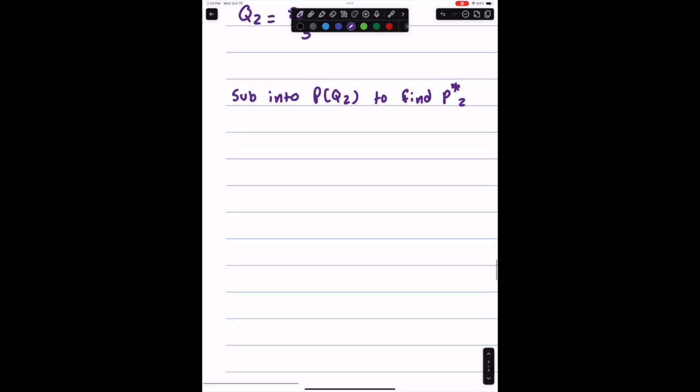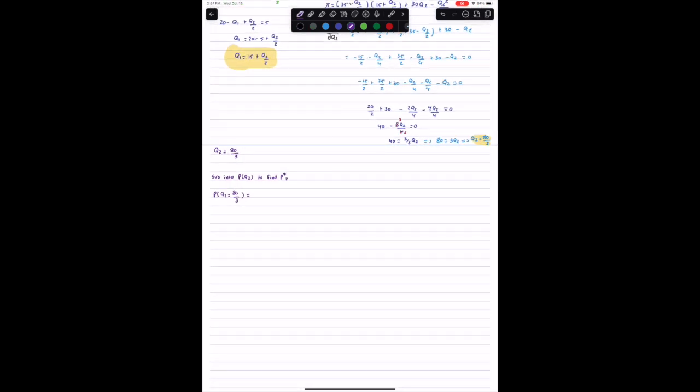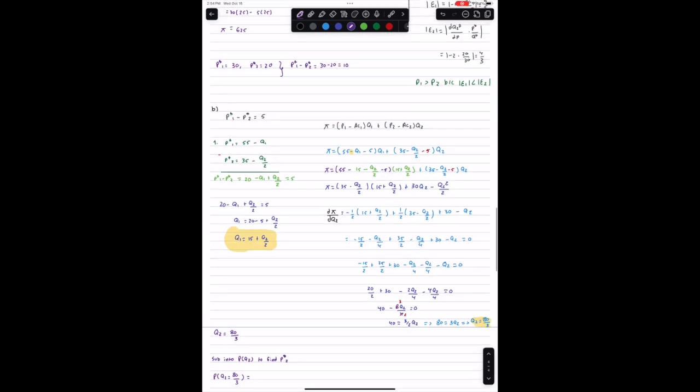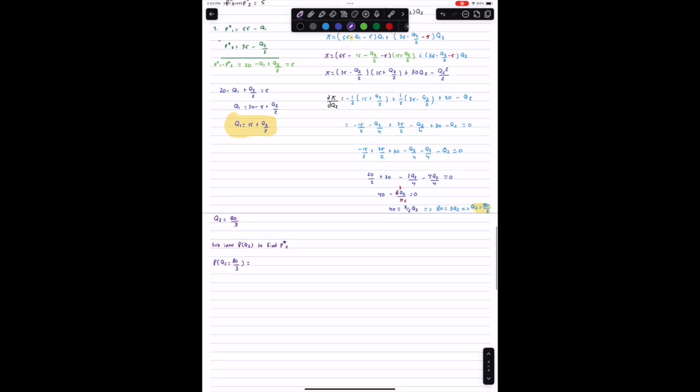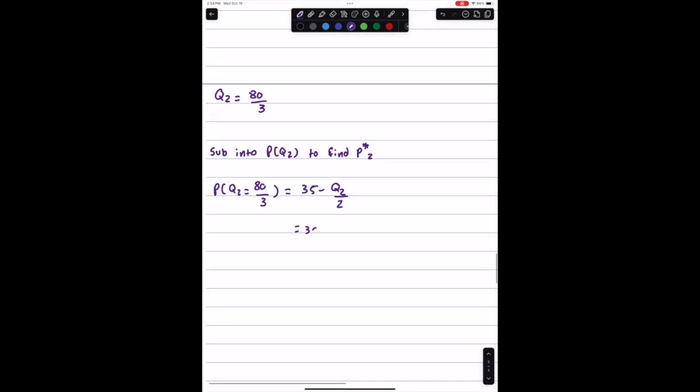So we know that p of q2 equal to 80 over 3 is equal to, our price of 2 is going to be equal to 35 minus q2 over 2, which is equal to 35 minus 80 over 3 over 2, which is equal to 65 over 3. All right, P star 2 is equal to 65 over 3.